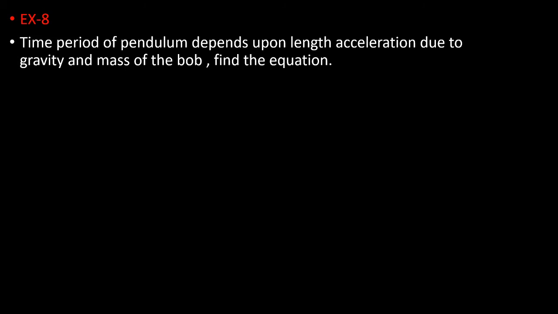So the time period is denoted by t, and this t depends upon acceleration due to gravity, only one. T is depending upon mass, right? Is that clear to all of you?